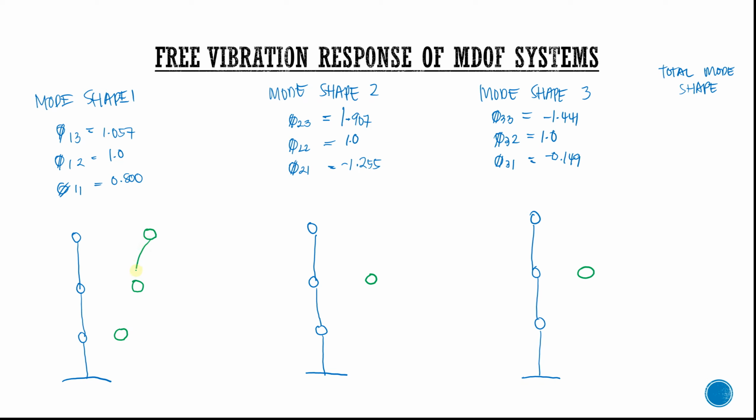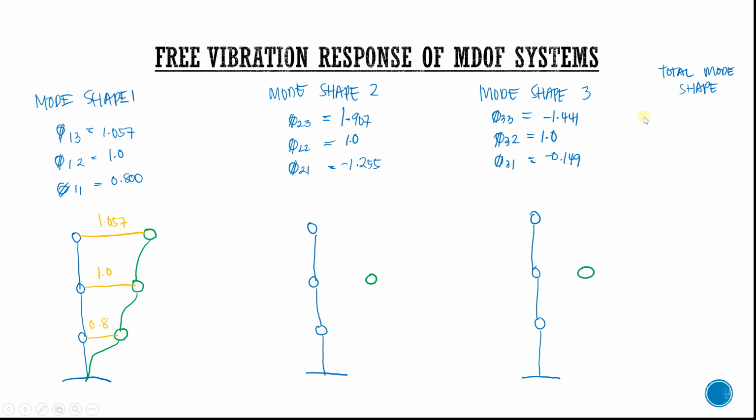Now, you just draw the elastic curve. And now we have the mode shape 1 for our three-story MDOF system. So here we have our 1.0, and then our 1.057 and our 0.8. Now let's proceed with our second mode shape.